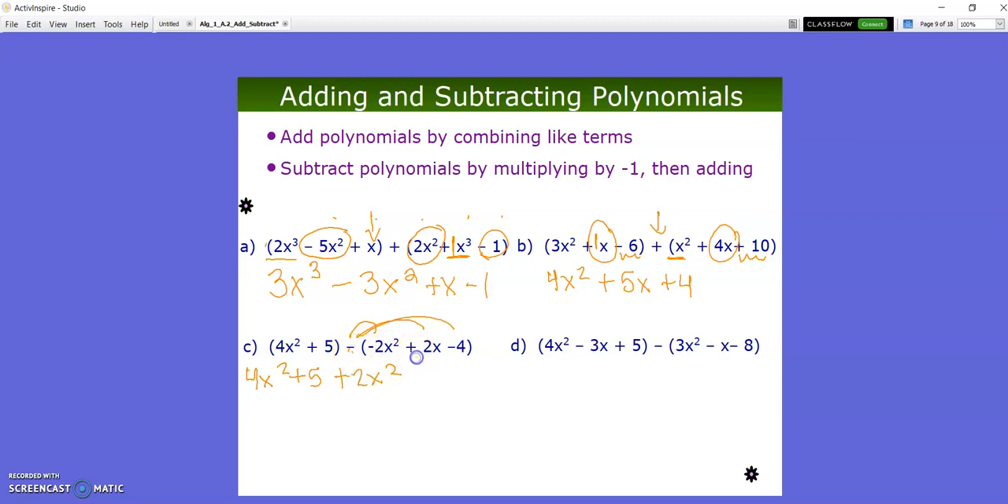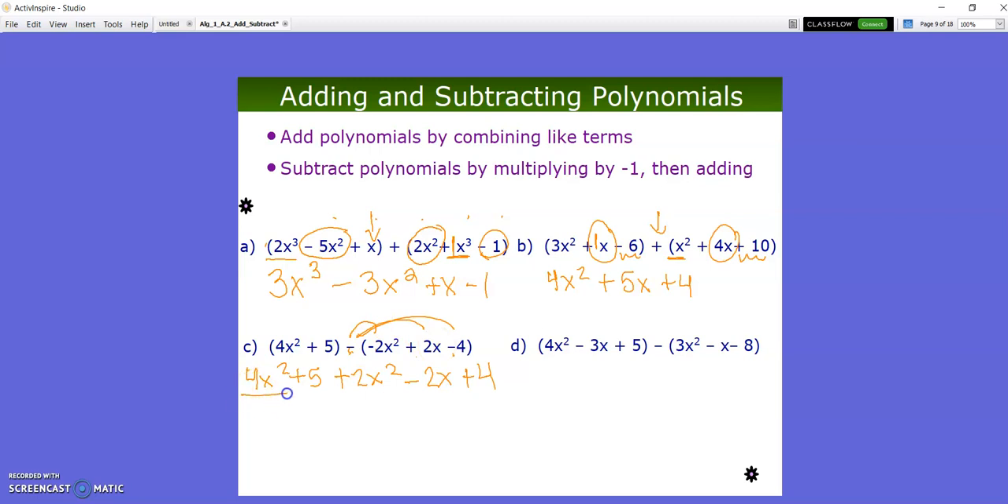A negative times a positive is going to be a -2x. A negative times a negative is going to be a positive 4. I haven't added or subtracted anything. I just went ahead and distributed the negative sign. Now I can put together what's alike.